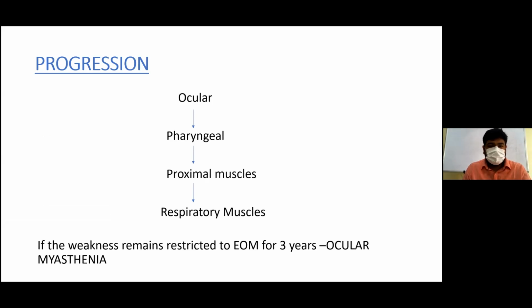Coming to the progression of the disease, usually the ocular muscles are affected first, which is followed by the pharyngeal muscles, proximal muscles, and later the respiratory muscles are involved. If the weakness remains restricted to the extraocular muscles for a period of 3 years, it is very rare that it becomes generalized, and this is considered to be ocular myasthenia.